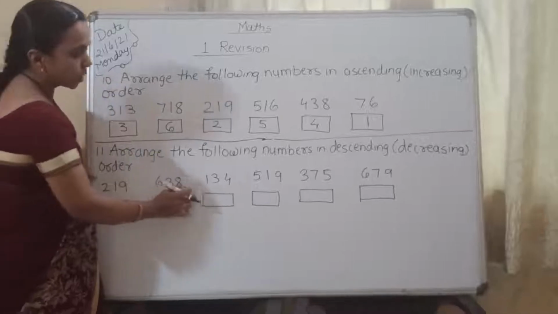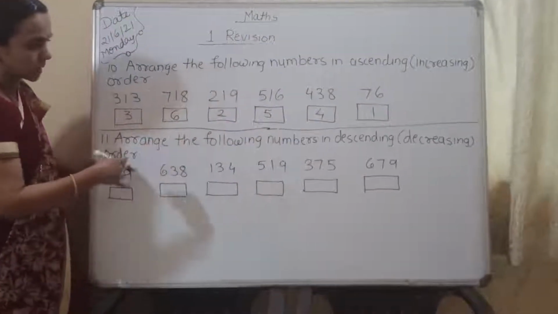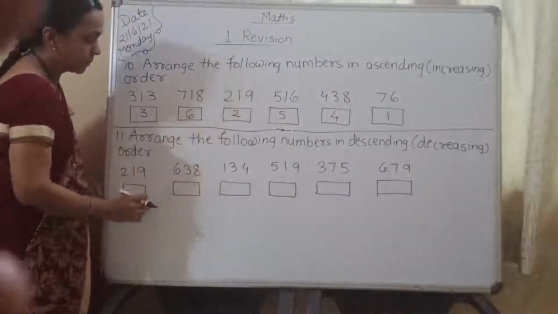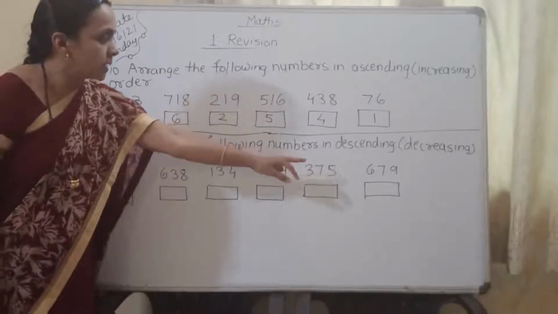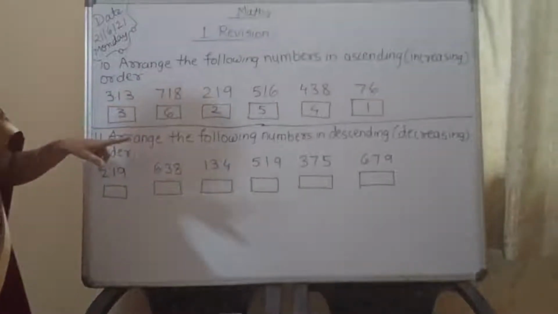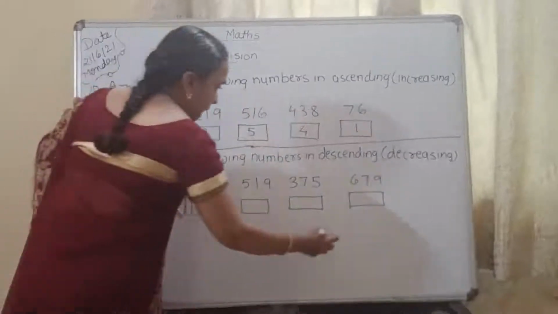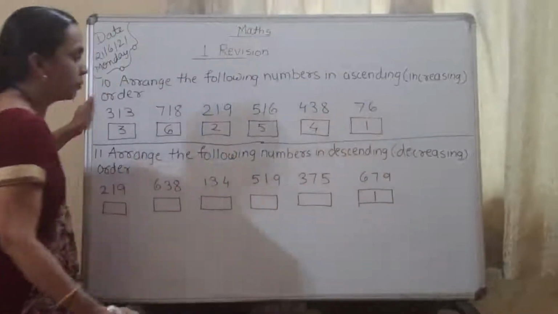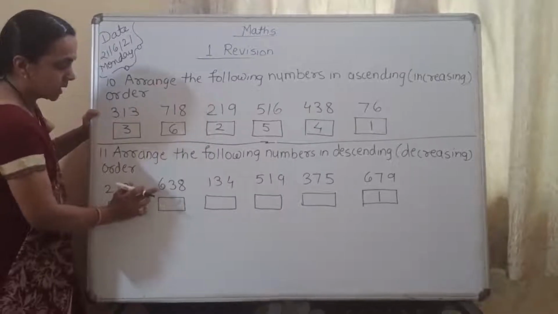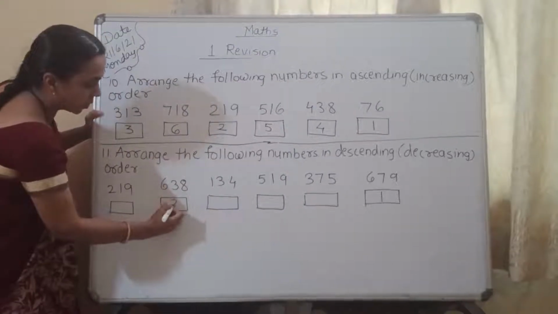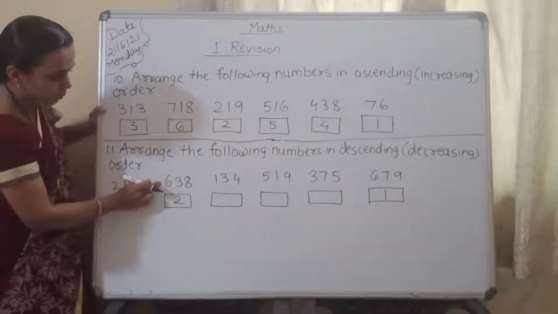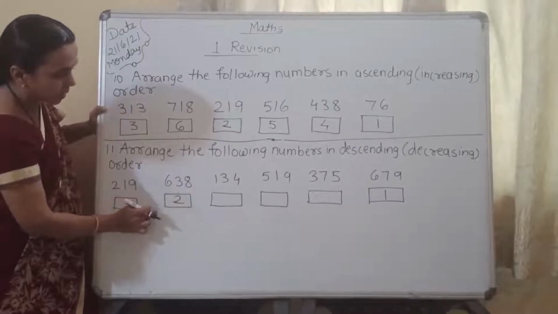So 1, 2, 3, 4, 5, 6. Among these 6 numbers, now see which is the biggest number. So 638 and 679. Among these two numbers, which number is bigger? 679. So we have to write down here 1. Then smaller than 679, which number is there? 638. So write down here 2.